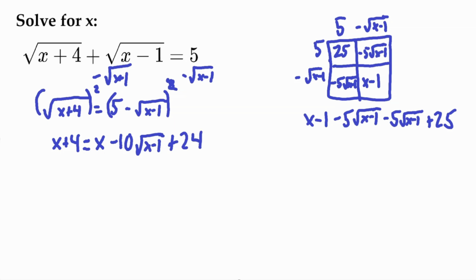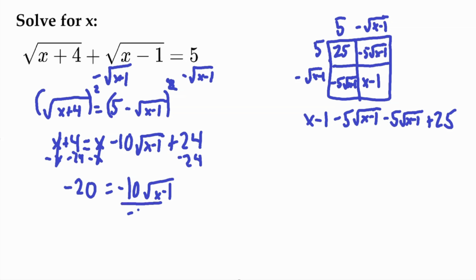So now, we got this done, so what do we do next? So now we have some values that we can play around with. For example, if we subtract x from the right side and x from the left, and 24 here, negative 24, these x's cancel out, right? And then 4 minus 24 is negative 20. So negative 20 is equal to negative 10 times square root of x minus 1. Okay, and then if we divide by negative 10, we get that the square root of x minus 1 is equal to 2.